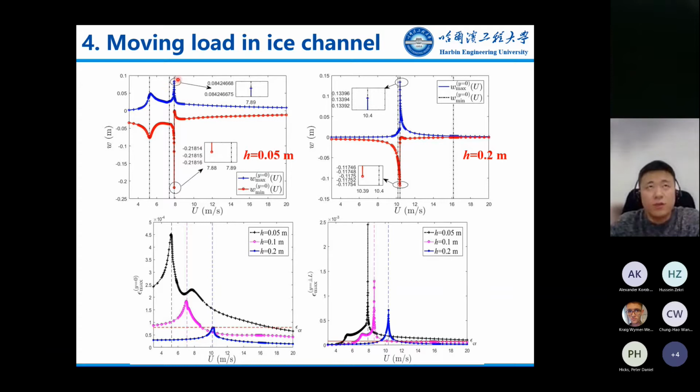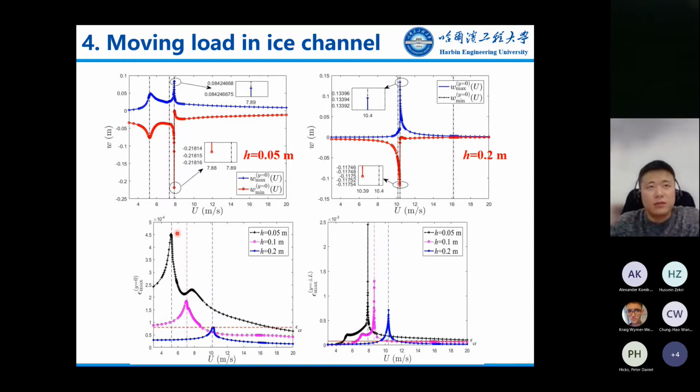Similar phenomena can also be observed. The maximum ice deflection occurs at the critical speed for long wave, and the minimum ice deflection occurs slightly smaller than the critical speed for long wave. For ice thickness equal to 20 centimeters, similar phenomena can also be observed.